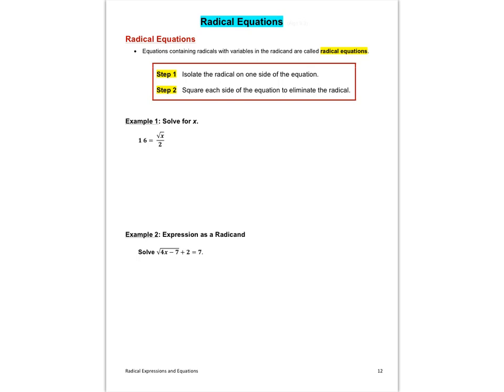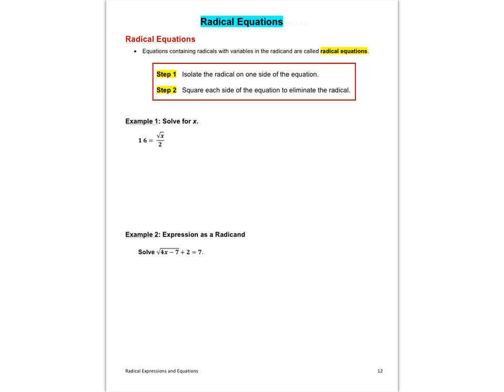What are the steps that we're going to take to be able to solve a radical equation? Step 1: we want to isolate the radical on one side of the equation. That means it says radical equals, and everything else is on the other side. Step 2: we're going to undo the square root by squaring. We know squaring and square rooting are inverses of one another. So if we have a square root and we square both sides of the equation, we're doing the same thing to both sides. We're keeping the equation in balance, but we're undoing the square root.